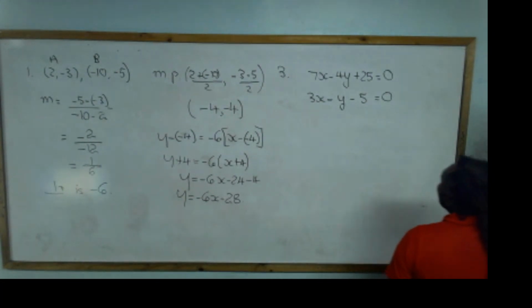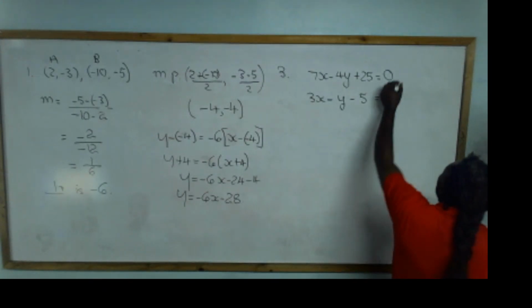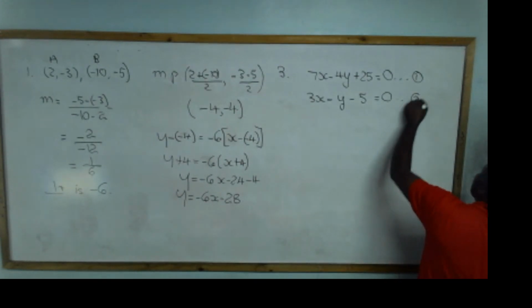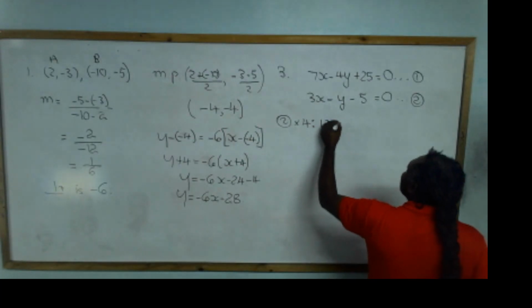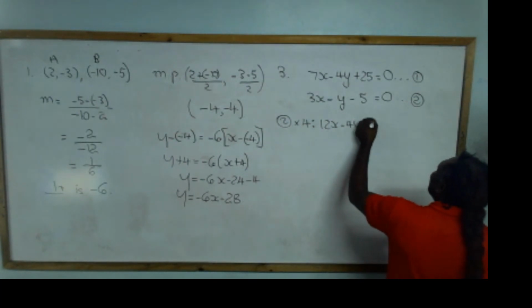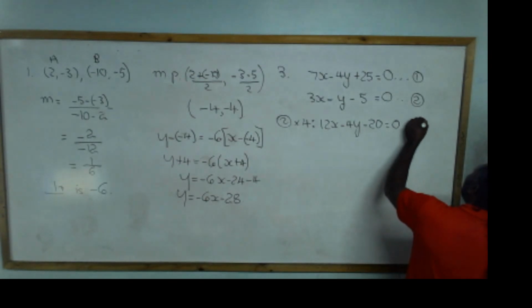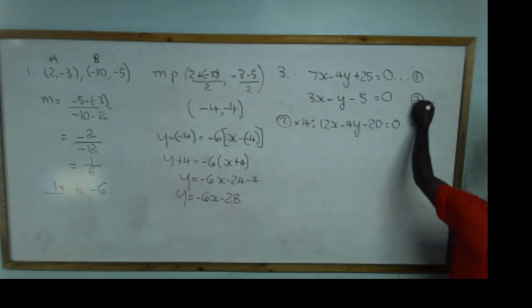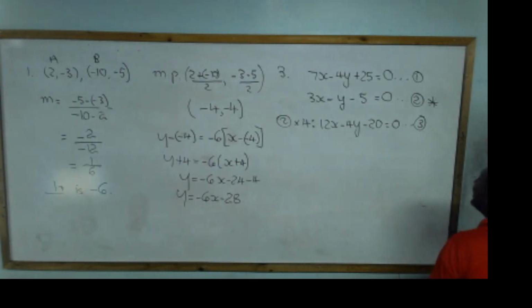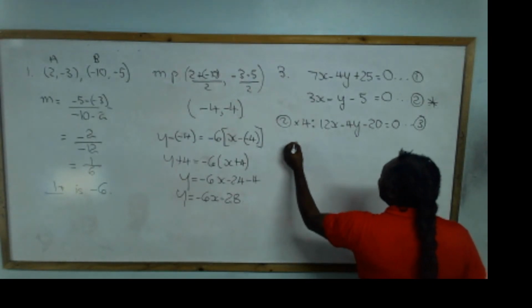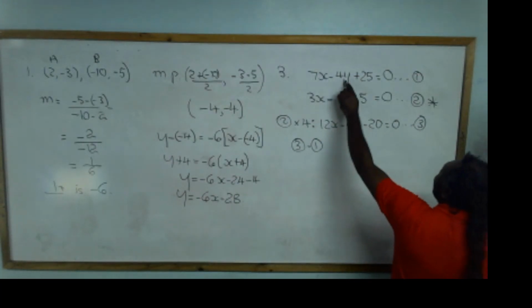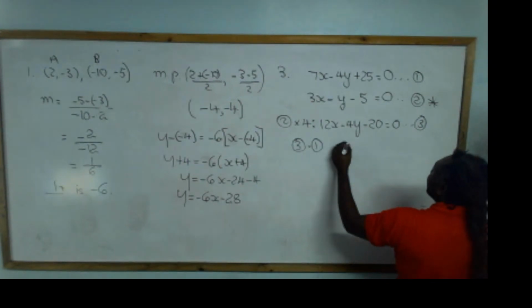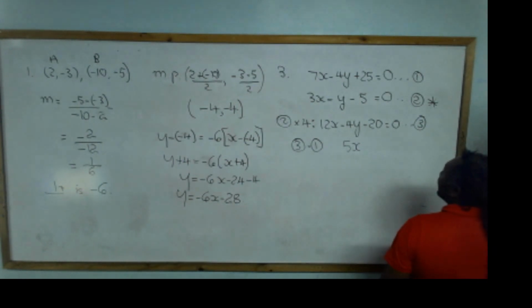Just call them equation 1 and equation 2. Multiply equation 2 by 4. What do we get? 12x minus 4y minus 20 is equal to 0, and that is our equation 3. Do we say equation 3 minus equation 1, or equation 1 minus equation 3? Equation 3 minus equation 1. In equation 3 minus equation 1, what happens? These are going to go away, right? And then we get 5x, that's right?